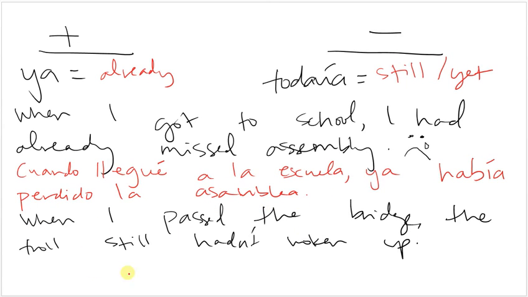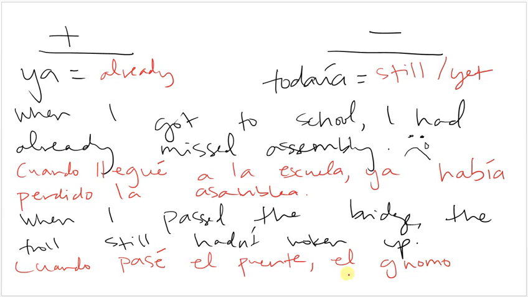When I passed the bridge, the troll still hadn't woken up because, trolls live under bridges. So past, cuando pasar. So we need the preterite of pasar, which is going to be pasé with an accent. And then the bridge is el puente. Cuando pasé el puente, the troll. It's actually the same thing as a gnome in Spanish. So el gnomo still hadn't woken up.